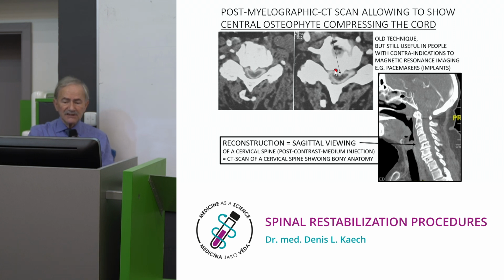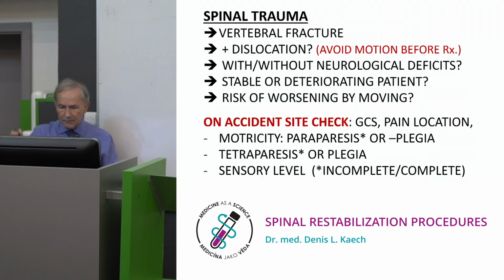Postmyelographic CT scan shows you also a central osteophyte or a medially calcified disc herniation, compressing this cord. It's a narrowing, and this is a myelopathy case from the last century, diagnosed with postmyelographic CT scan. Here you can do reconstructions as well with a CT scan. Now we go to the in medias res, the vertebral trauma. You want to see if there is a fracture, if there is dislocation.